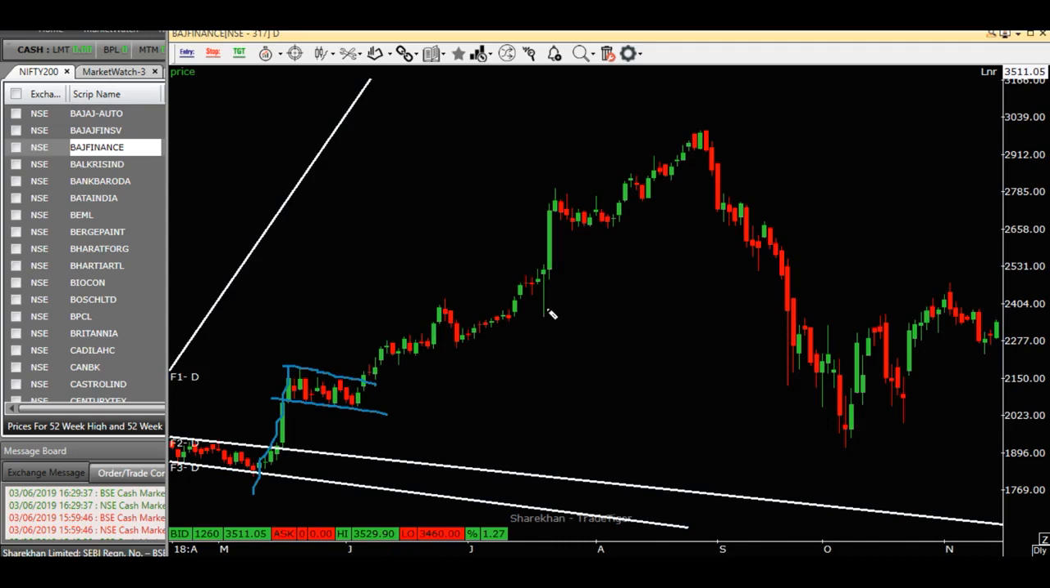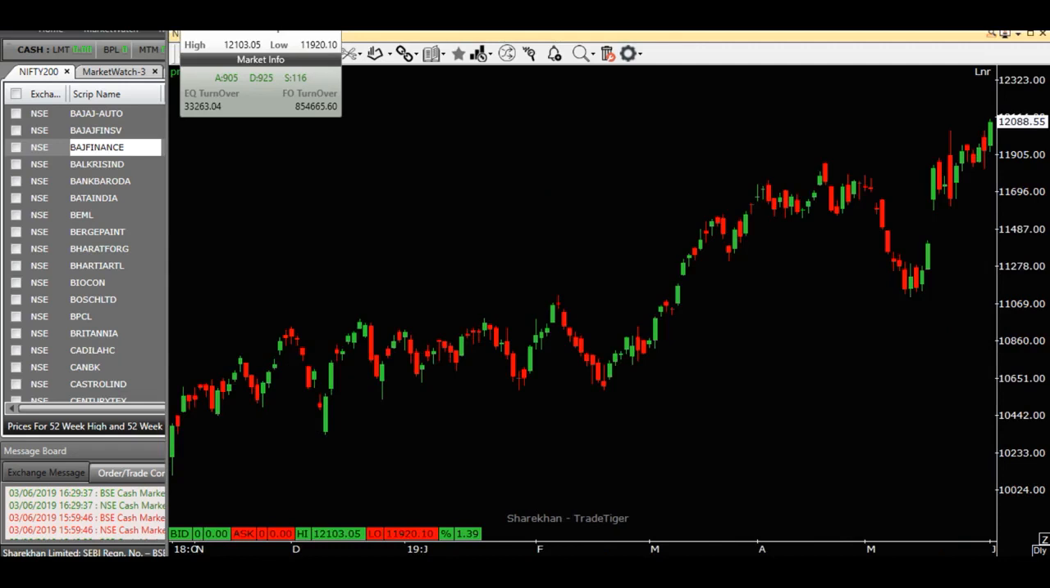We get another nice flag pattern here, a nice impulsive up move, followed by consolidation, enter on the breakout, and easily achieve our target somewhere up here.